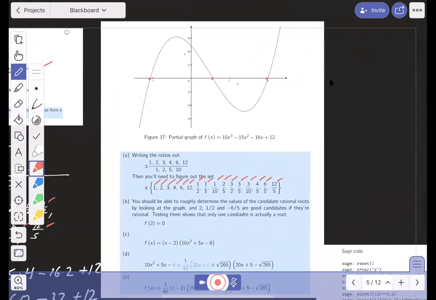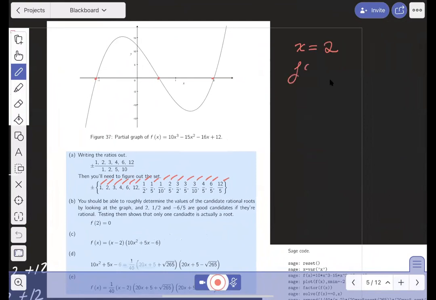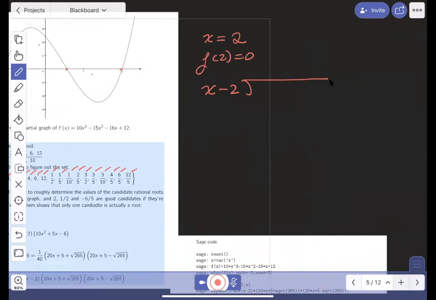Let me point out what I mean by that. So what do I know? I know one of the roots is x equals 2. I know that f of 2 is 0. So I'm going to use long division. I'm going to divide through by x minus 2. Now divide what by x minus 2? The function, which is 10x cubed minus 15x squared minus 16x plus 12.